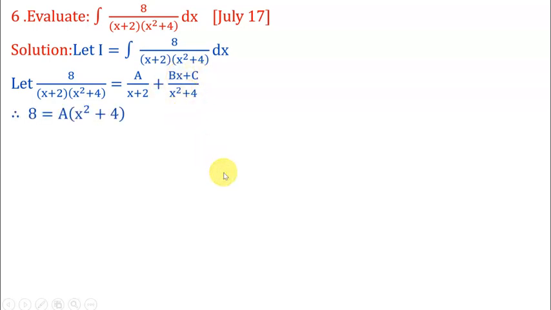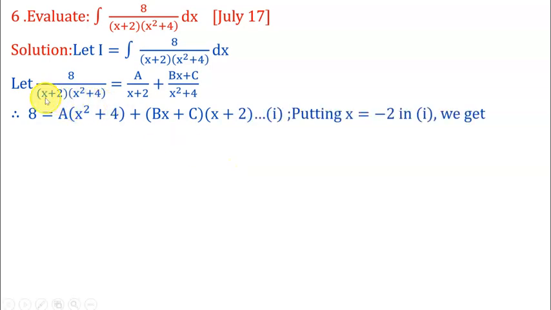Now after simplification, that is, multiplying on both sides by x plus 2 into x square plus 4, you will get here 8 is equal to a in bracket x square plus 4, plus bx plus c into x plus 2. This is the first step. Put x is equal to minus 2.